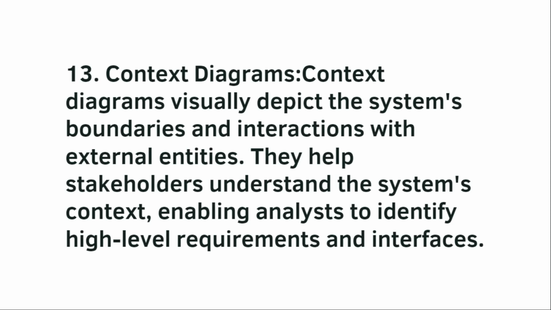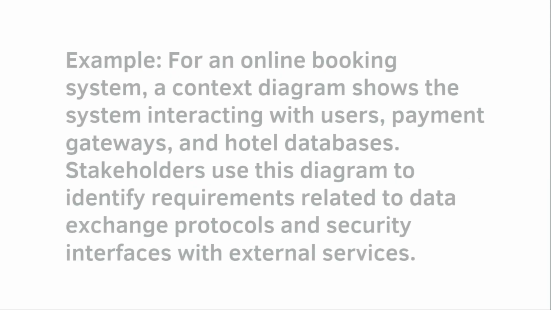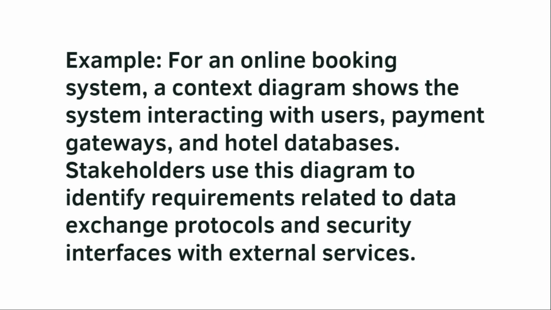The next one is the context diagram. The context diagram visually depicts the system's boundaries and interaction with external entities. It helps stakeholders understand the system's context, enabling analysts to identify high-level requirements and interfaces. Example: in an online banking system, a context diagram shows the system's interaction with the users, payment gateways, and the bank database. Stakeholders use this diagram to identify requirements related to data exchange, protocols, secured interfaces, and external devices.